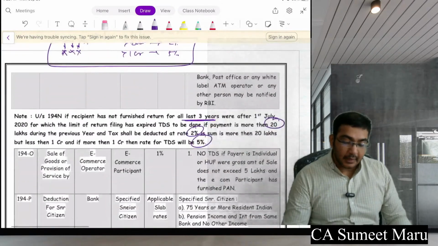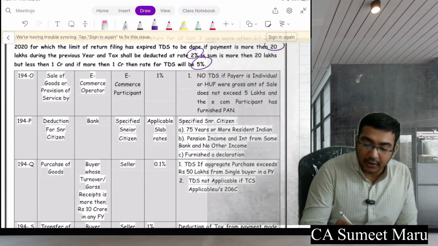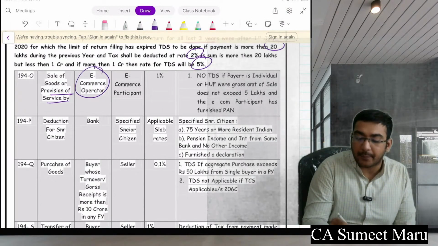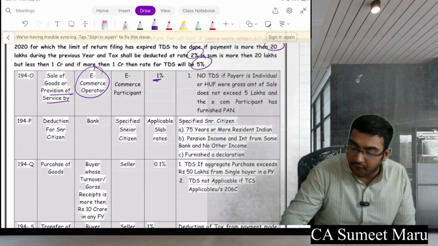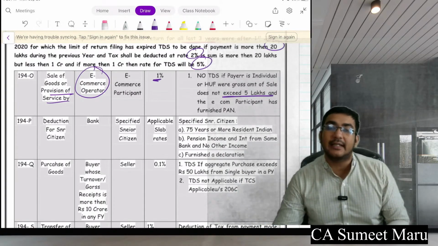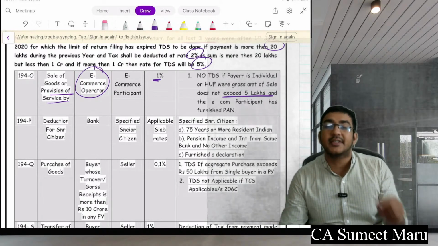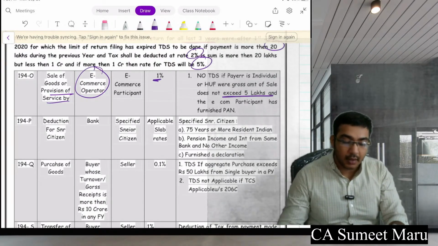Everyone clear? Next, section 194O, which is sale of goods or provision of service through an e-commerce operator, 1% if it is above 5 lakhs. So if you are selling your goods through an e-commerce operator, the e-commerce operator itself will deduct your TDS at 1%, if he is selling more than 5 lakhs of your goods.